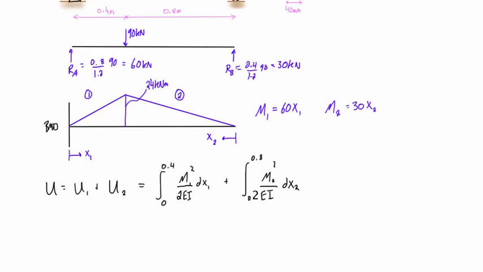I'll just point out right now that the expression here, M1 squared, well, we can even just draw the arrows right here. M1 squared is, now let's do it like this, equal to 60 squared times x1 squared. And M2 squared is equal to 30 squared times x2 squared.